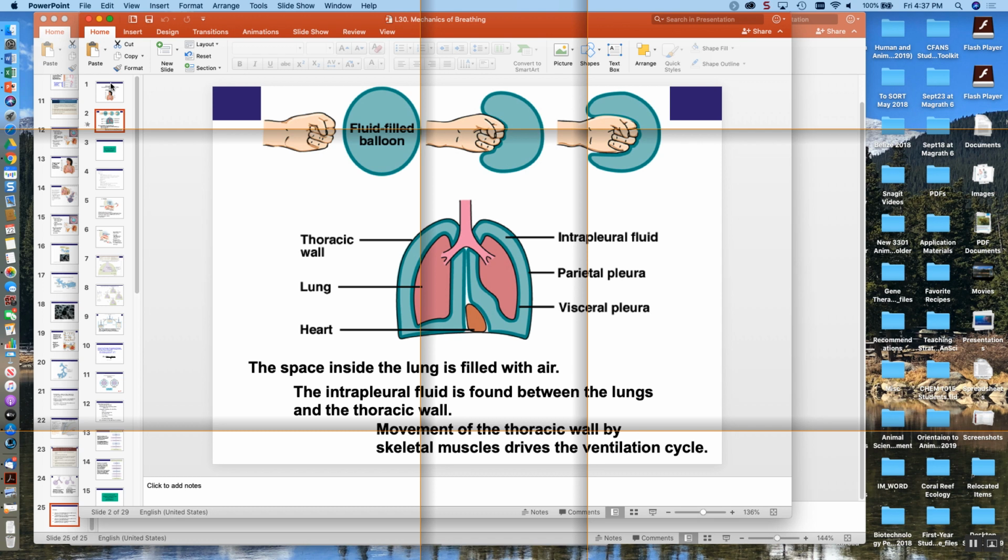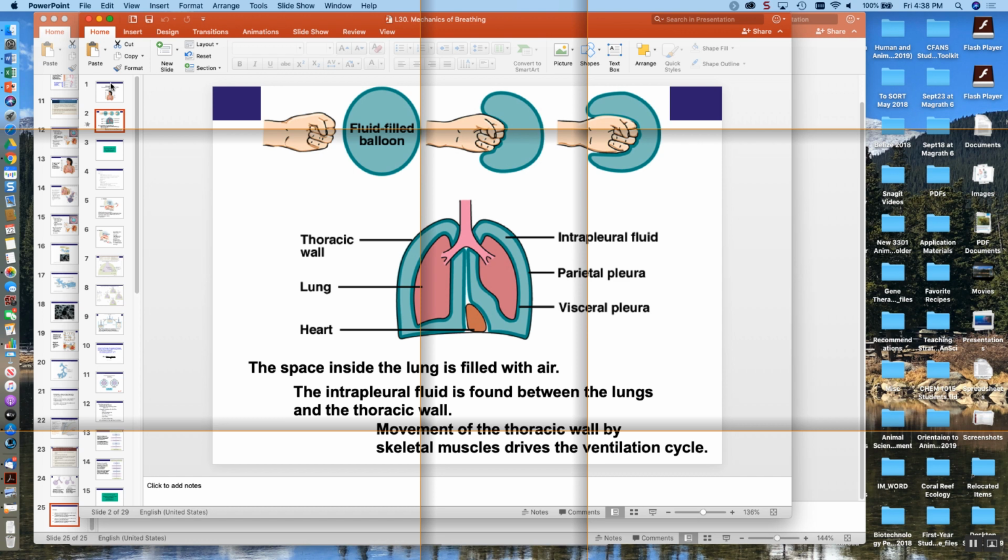I use the microscope analogy with fluid in between. If you take two microscope slides and you put a little drop of fluid in between, you can move them up and down like this. But when you try to pull them apart, it's almost impossible. So the parietal pleura is attached to your rib cage. The visceral pleura is attached to the lungs. So when your rib cage opens, it pulls the lungs open as well. Does that make sense?